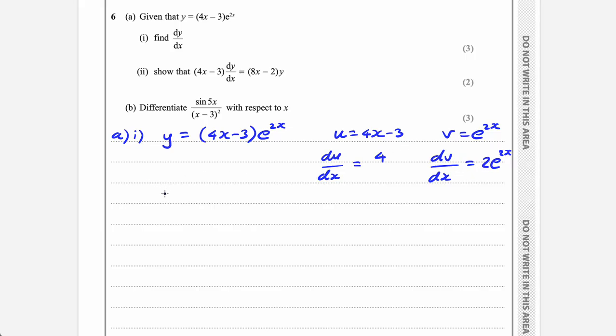Chain rule. Then I can write dy dx as u times dv dx. So it's this times this plus this times this. Let's just write it like this, guys. Would be my favorite way to write this. This times this plus this times this, which is 4e to the 2x. Okay, good. Let's do dy dx. Secondly, part 2.